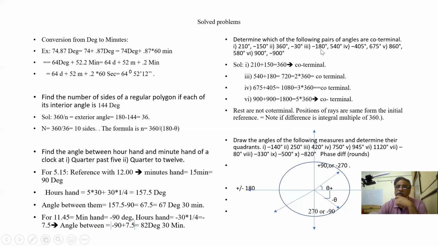So 360 plus 30 is 390. It is not a multiple of 360, so it is not coterminal. Coterminal means the end ray is common.